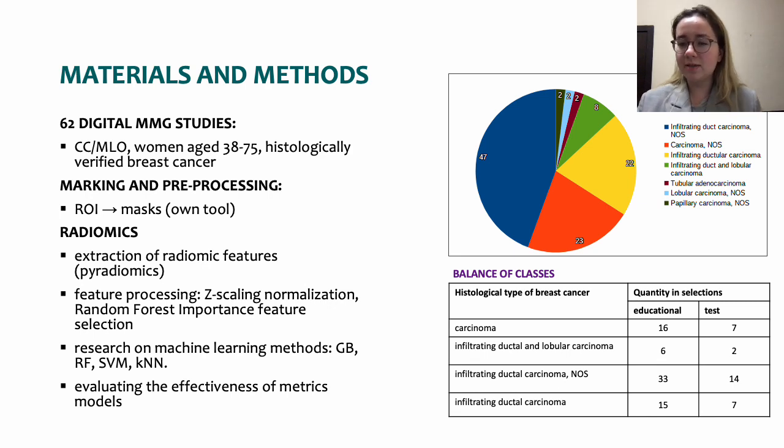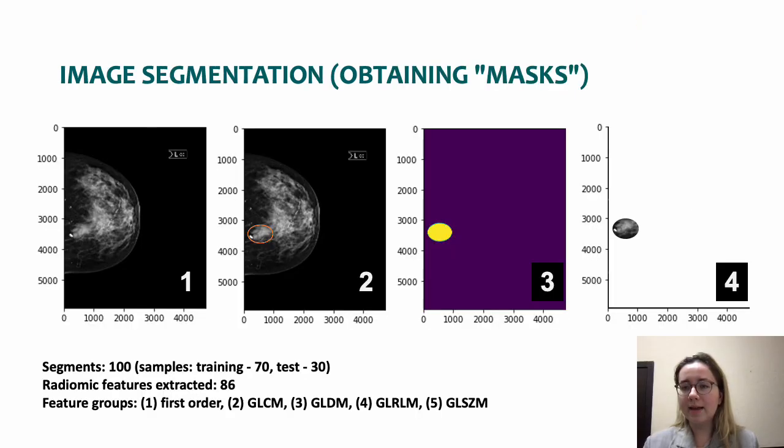Extraction of radiomics features was carried out with the standard PyRadiomics tool. The slide shows an example of obtaining a mask by graphic marking by a radiologist. Note that the outlines used an oval shape to speed up the layout. For each such mask, the PyRadiomics tool extracted 86 radiomics features that are used for planar images. Feature groups are presented on the slide.